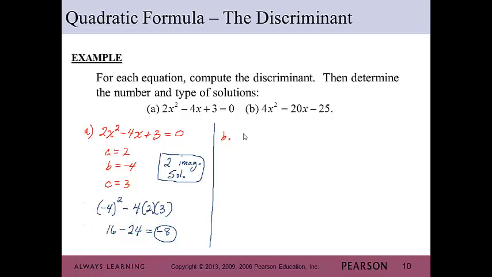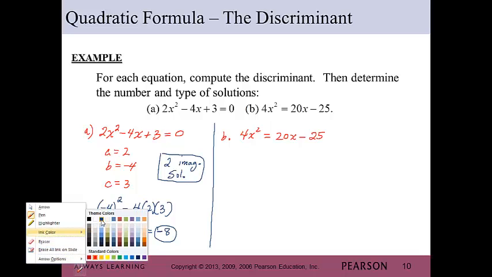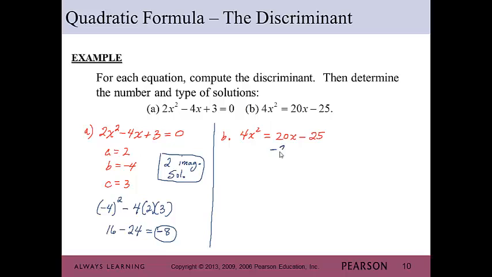And then part B, now we have 4x squared equals 20x minus 25. Before we can do our discriminant, we need to have all terms on the same side as our squared. So subtract 20x on both sides and add 25. So subtract 20x, add 25. And now you have 4x squared minus 20x plus 25 equals 0. A is 4, B is negative 20, and C is 25.